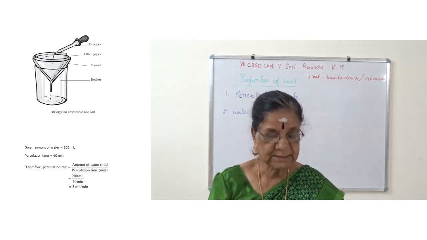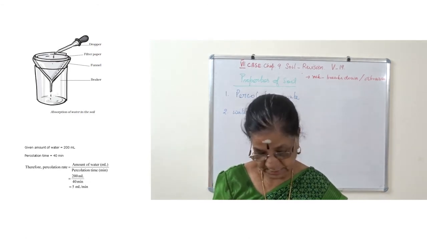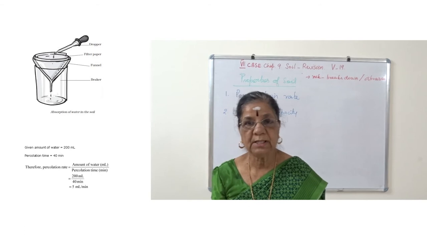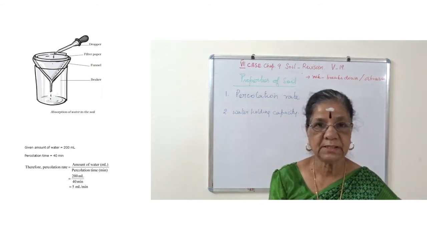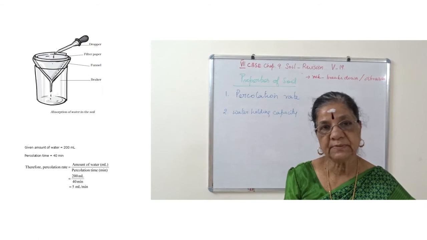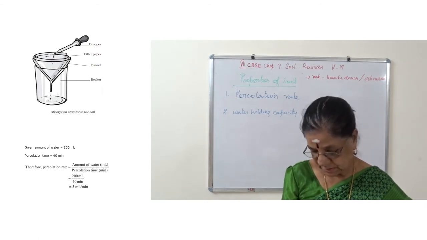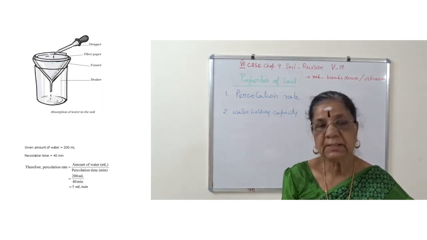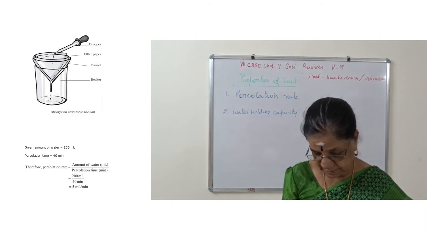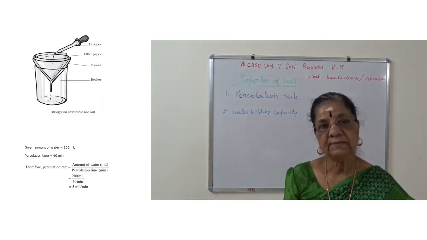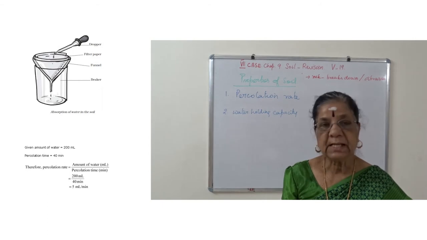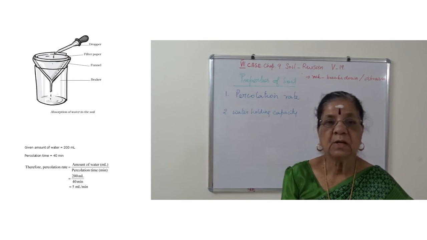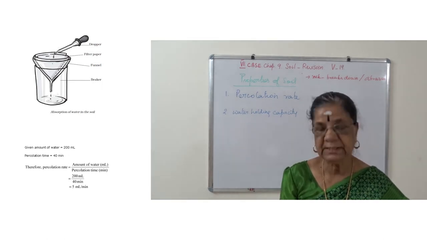So now, the rate at which water moves through the soil is called percolation rate. I repeat, the rate at which water moves through the soil is called percolation rate. And sandy soil has large spaces between the soil grains and therefore has a higher percolation rate than the clayey soil. And if the soil has a high percolation rate, water will seep through easily and quickly.